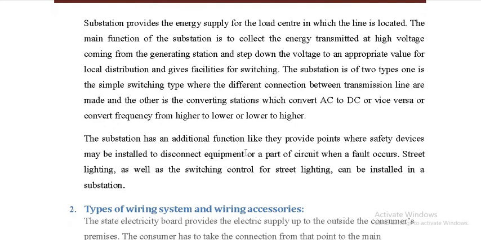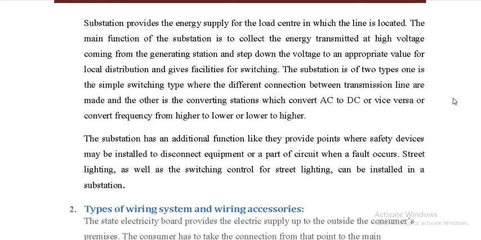So this is just the explanation regarding that single line diagram. The substation provides energy supply to the load center in which the line is located. The main function of the substation is to collect energy transmitted at high voltage coming from the generating station and step it down to an appropriate voltage value for local distribution. It gives facilities for switching.